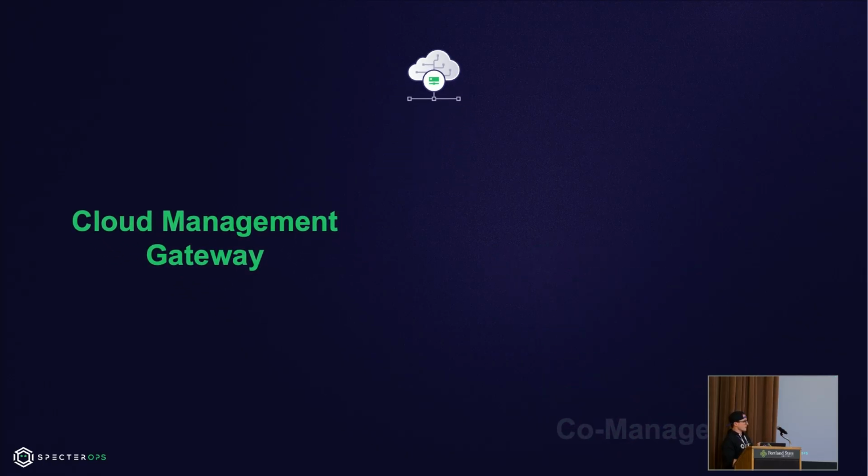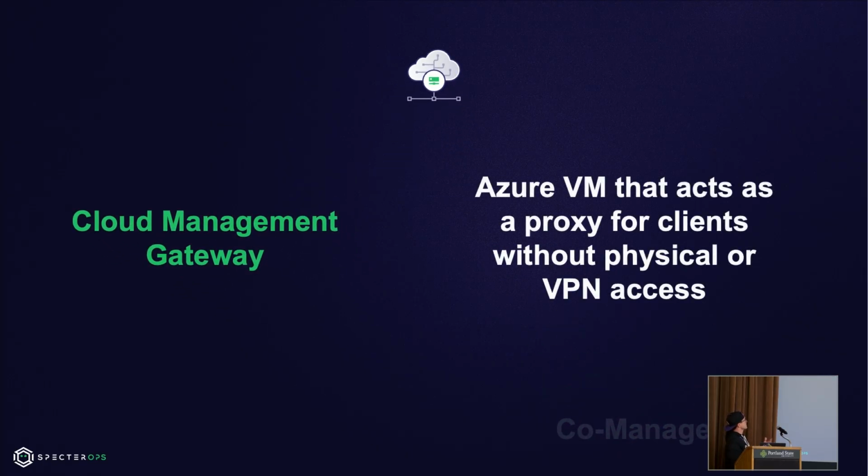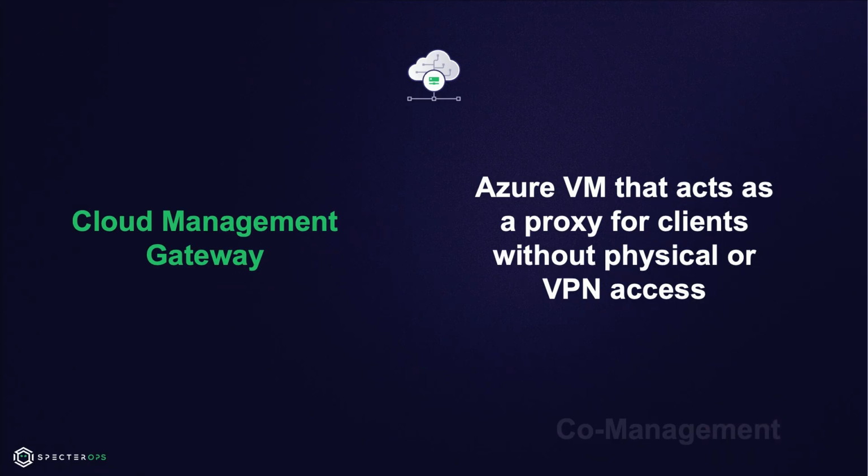So the Cloud Management Gateway, or the CMG, the way this process works is you'll have a virtual machine hosted up in Azure that your remote clients will connect to, and it basically proxies that connection into your physical network. So this is used when they can't have VPN access, they're not in office, they're across the globe. They can connect to this endpoint to have policies applied and so on and so forth.